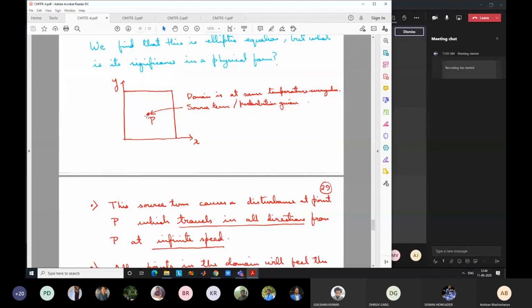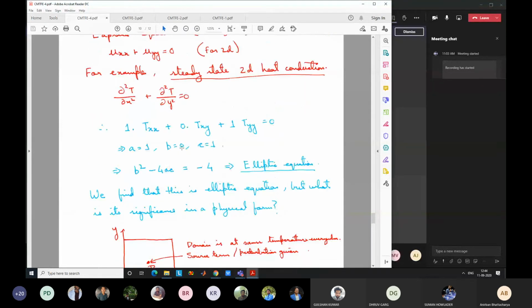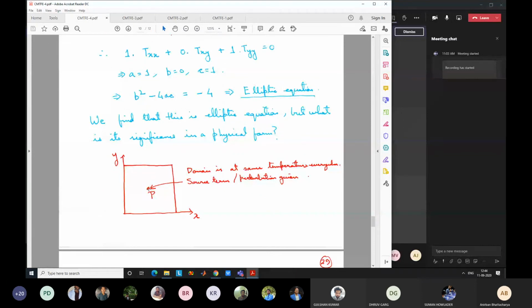So say there is a steady state heat conduction problem and there is some source term here. Automatically, instantaneously, all the values in the entire domain should get affected. So the final solution after you solve the problem, all the values of temperature in the entire domain should be affected by the disturbance that was introduced at this point. As if the information regarding this perturbation has traveled at infinite speed through the entire domain.